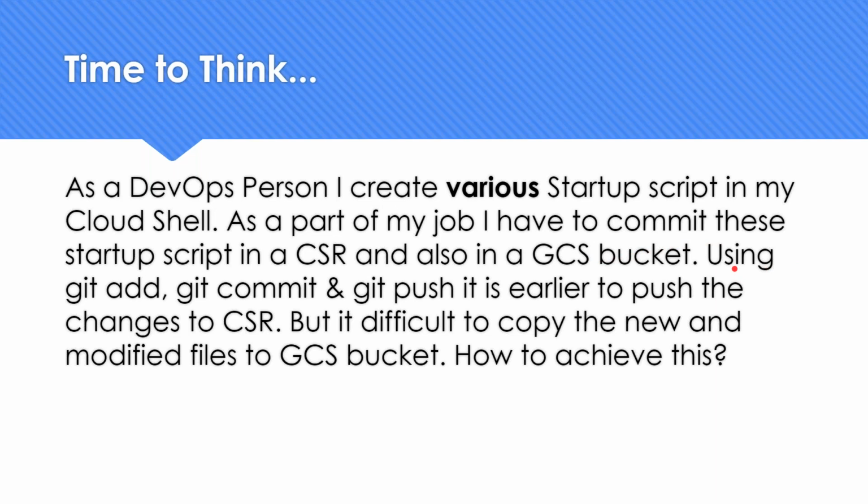Using git add, git commit, and git push, the standard git commands, I can push any changed files to Cloud Source Repository or to any Git repos like GitHub, GitLab, Bitbucket. That is okay. But it is difficult to copy the new and modified files to Google Cloud Storage, because I cannot know what has been changed, what has not, and what needs to be copied to Google Cloud Storage. This is my problem statement.